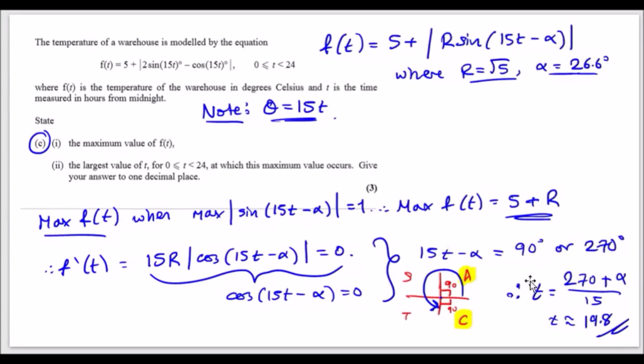Plus alpha cross divide by 15, put it in a calculator, and voila, 19.8 is our max value. If you chose 90, you would have got a much smaller value. So don't do that, yeah?